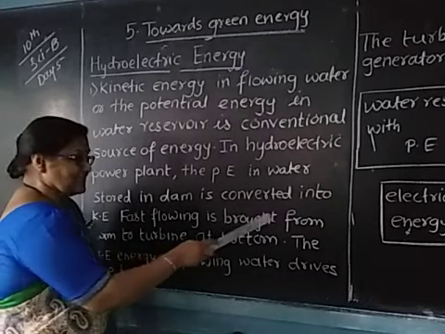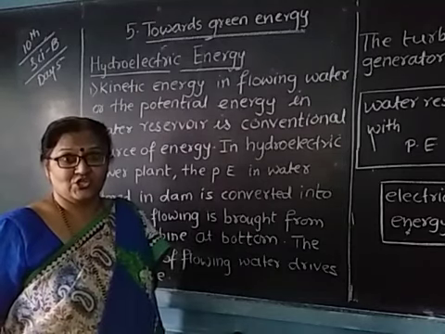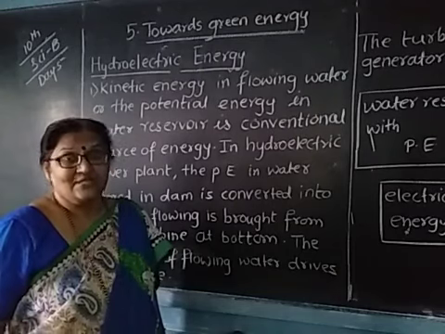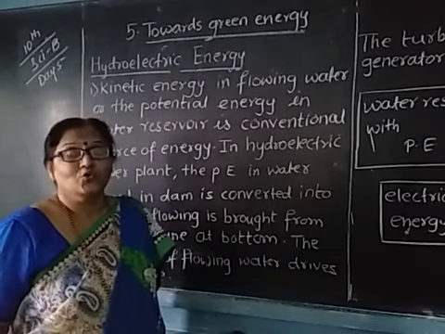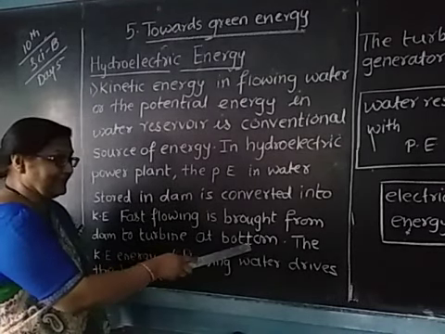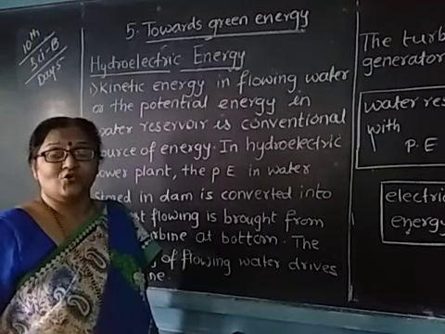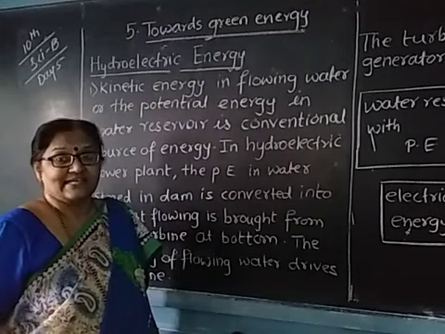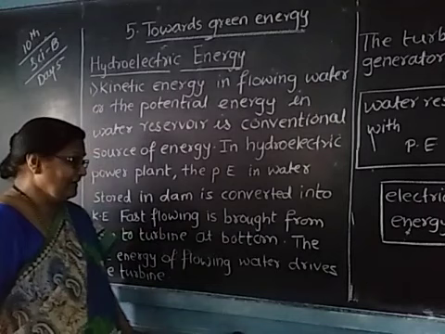Fast flowing water is brought from the dam to the turbine. So what is done here actually? The turbines are present at the bottom of the dam. The fast flowing water is brought from up to down to the turbines. The turbines are present at the bottom, and we know that to rotate the turbines we always need the flow of a liquid or gas. Here there is a flow of a liquid, that is nothing but water.